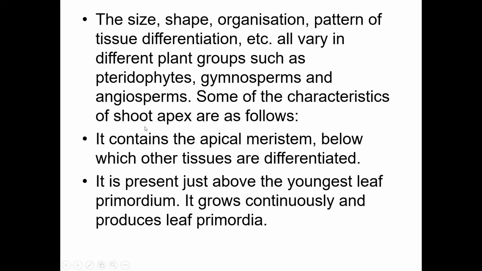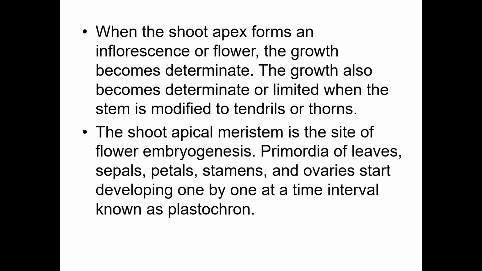Some characteristics of the shoot apex are: first, it contains the apical meristem, below which other tissues are differentiated. It is present just above the youngest leaf primordia, and it grows continuously and produces leaf primordia. When the shoot apex forms an inflorescence or flower, the growth becomes determinate, or limited. The same happens when the stem is modified into tendrils or thorns. The shoot apical meristem is a site for flower embryogenesis, and primordia of leaves, sepals, petals, stamens and ovaries start developing one by one at intervals, known as the plastochron.